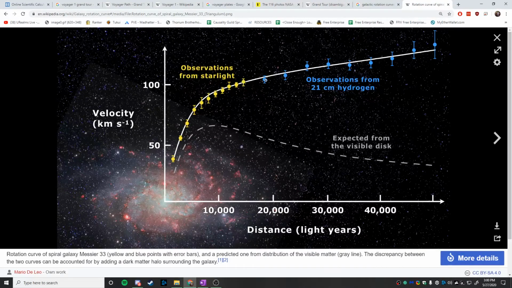It doesn't have to actually fit the points, but this line perfectly goes through every single error bar. And it's this nice smooth curve, really, right? So these are the observations from starlight, the observations from 21 centimeter hydrogen. What they're measuring right here, basically, is something called a Doppler shift to the spectrum of hydrogen that you see. And this is something that, it's gorgeous, isn't it?